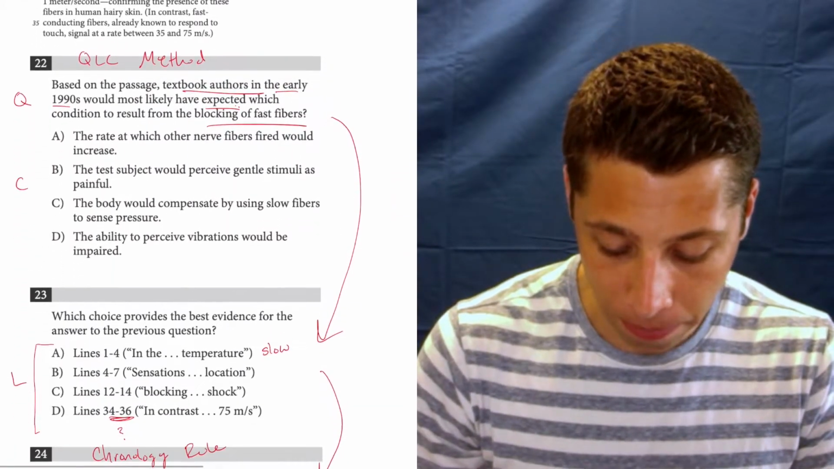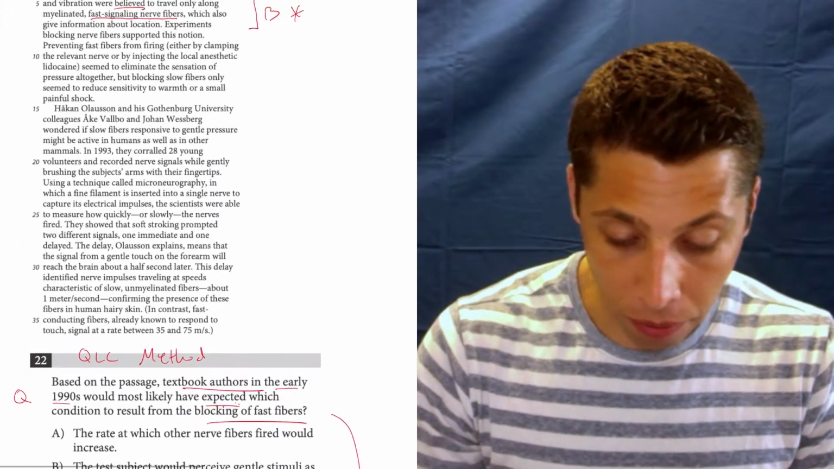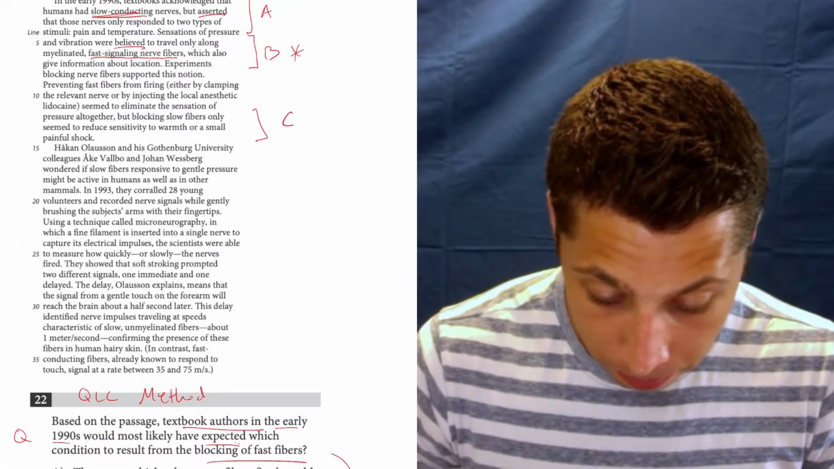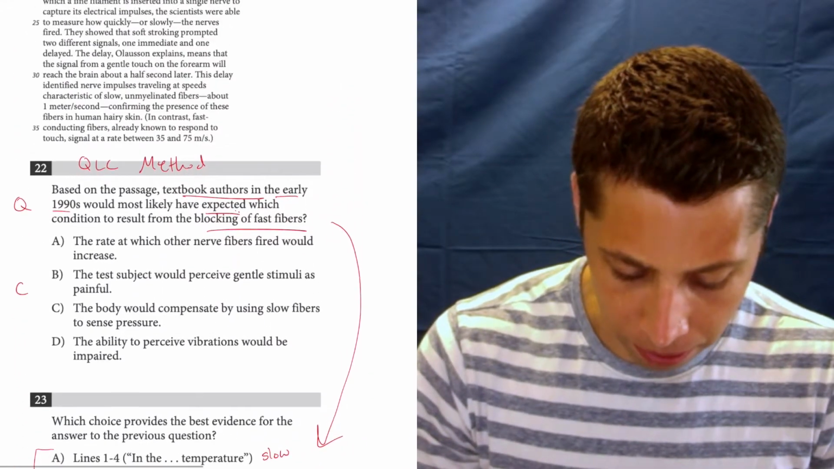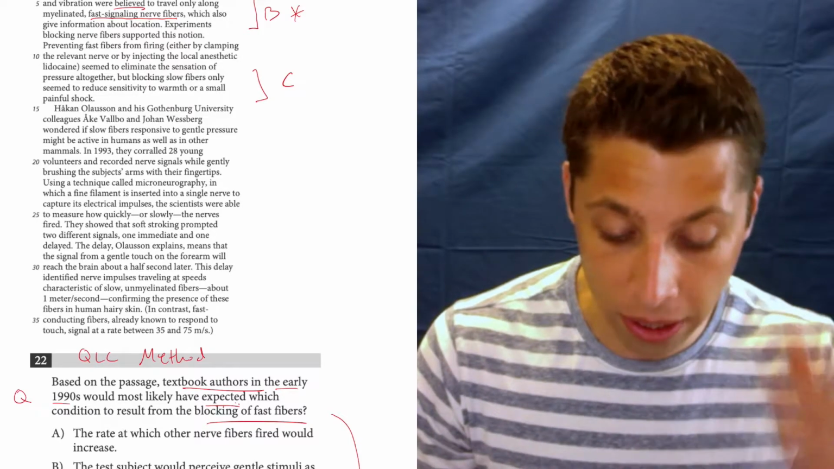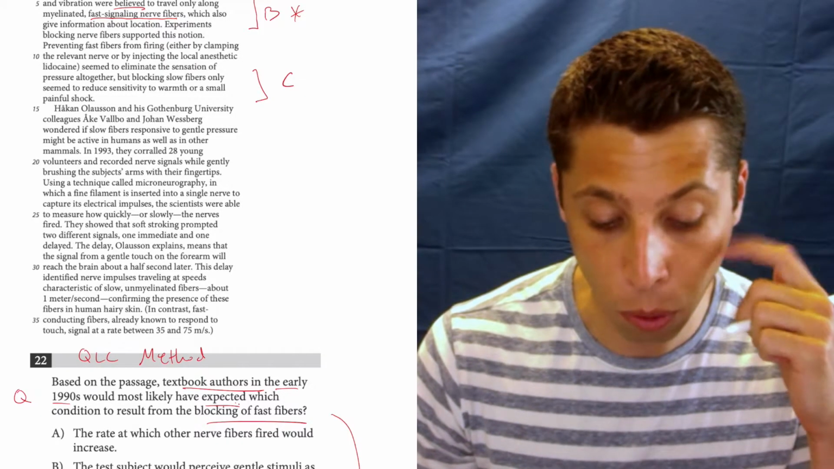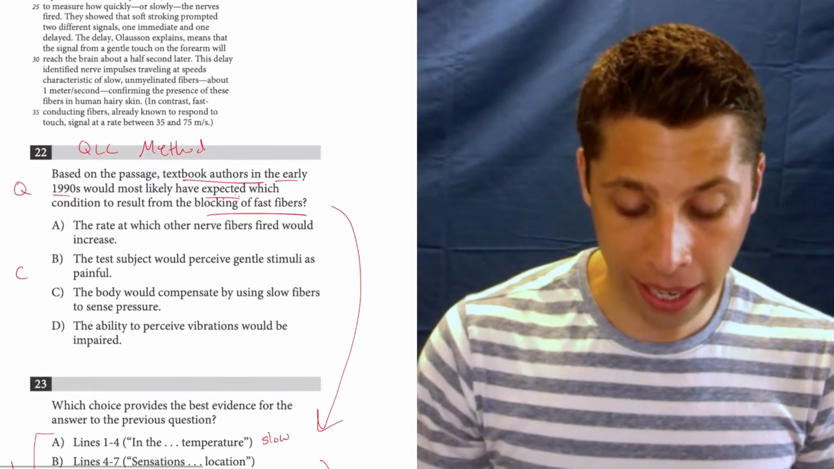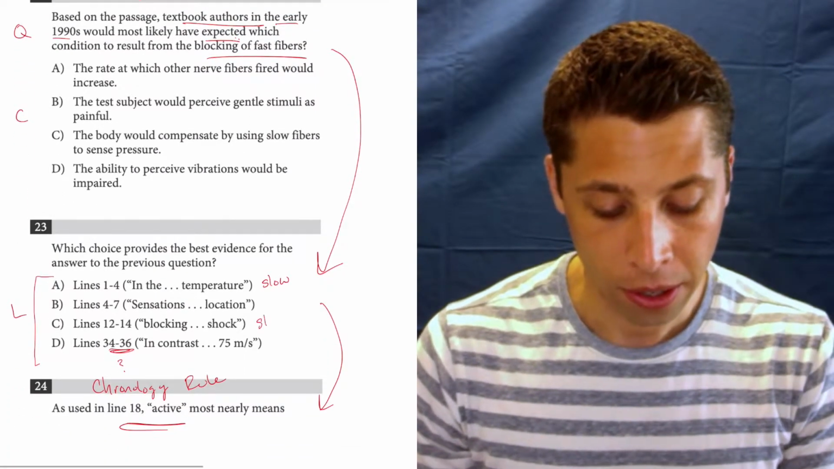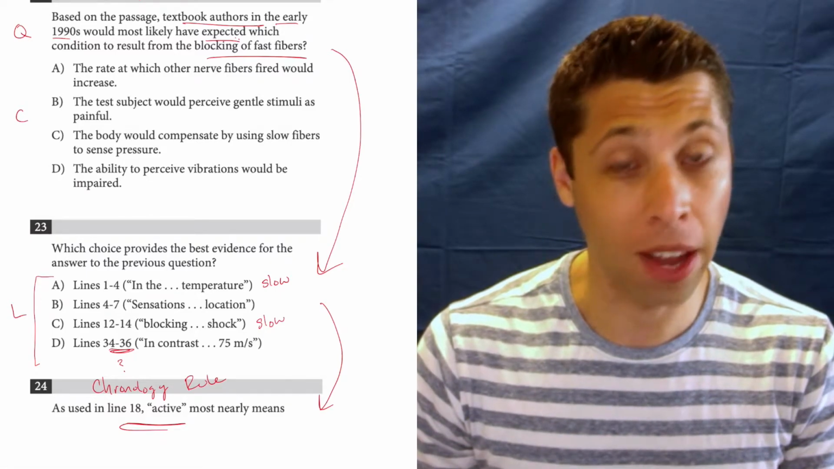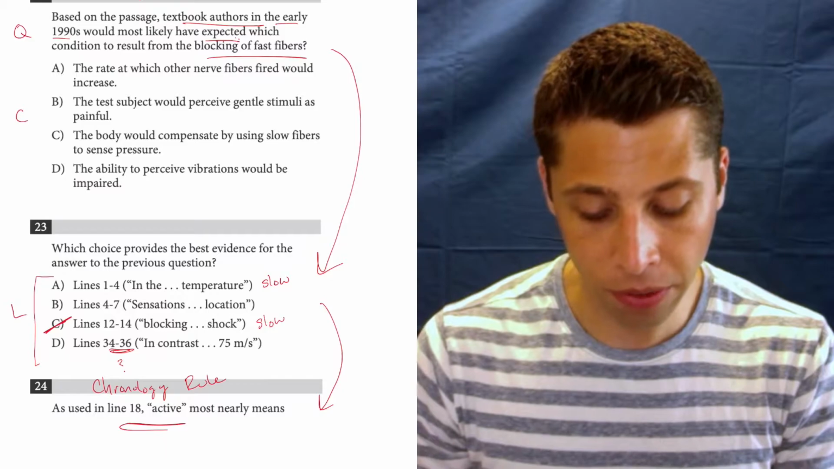But let's keep going. Choice C, lines 12 through 14. That's down here. Ooh, where does that start? That's weird. In the middle of a sentence. That's really weird. Okay, so it starts here. Blocking slow fibers only seemed to reduce sensitivity to warmth or a small painful shock. Okay, well, that's again about the slow fibers. So, I don't know. It also seems further removed from some of the other stuff that we wanted. This one doesn't feel right to me.